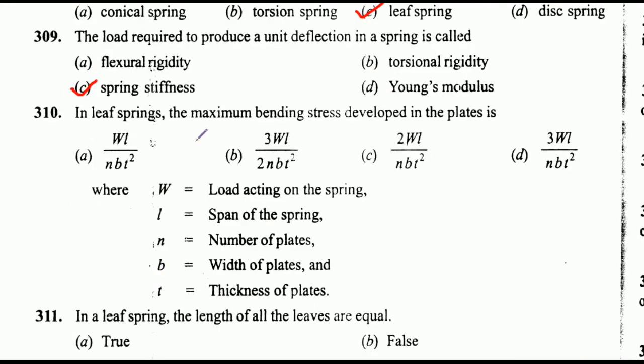In leaf springs, the maximum bending stress developed in the plate is, here friends these are the options, where W is equal to load acting on the spring, L is the span of the spring, n is the number of plates, b is the width of plates and t is the thickness of plates. So here friends the correct answer is option B, that is 3WL upon 2nbt square.